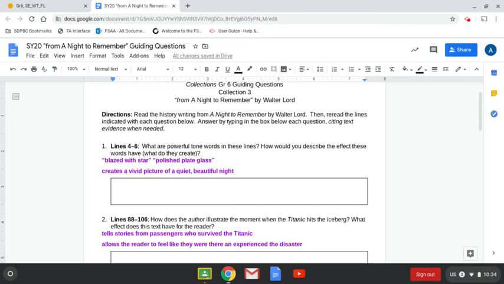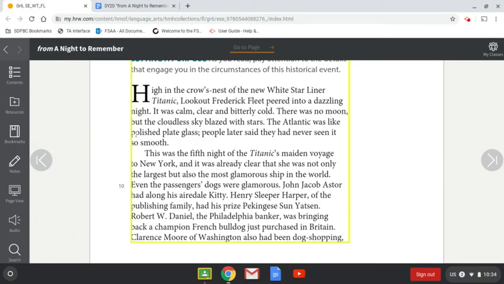So let's review quickly. Tone is the writer's attitude. So it's the words that they're using to give you a mood or a feeling. So the tone comes from the author. So how did the author describe this night in lines 4 through 6? He said it was a cloudless sky, blazed with stars. So he didn't say it was a dark night. He said it was a cloudless sky with blazed stars. All right, they also compared it. We have a little simile in there, polished plate glass.